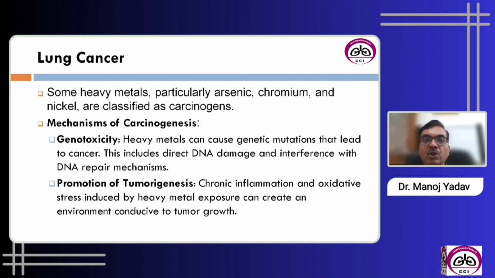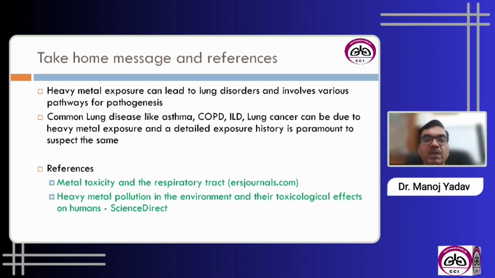Then we have promotion of tumorigenesis. Chronic inflammation and oxidative stress induced by heavy metal exposure can create an environment conducive to tumor growth. Take-home messages: heavy metal exposure can lead to lung disorders and involve various pathways for pathogenesis. Common lung diseases like asthma, COPD, ILD, lung cancer can be due to heavy metal exposure, and a detailed exposure history is paramount to suspect the same.